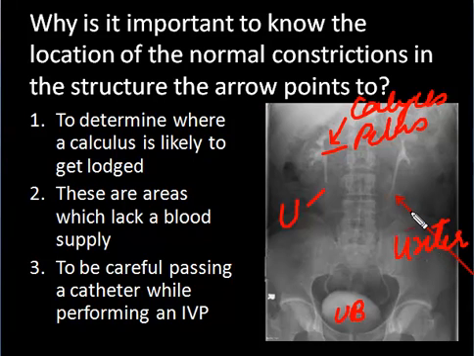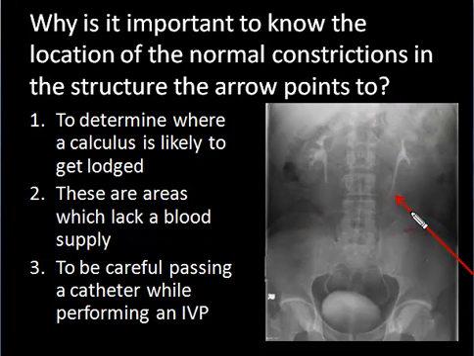So the normal constrictions in the ureter, and of course you must know the normal constrictions first, the first one is here at the pelvi-ureteric junction, where the pelvis becomes the ureter. The second is where the ureter crosses the pelvic brim around this point, and the third one is where the ureter enters into the bladder. So these are the three constrictions, and the reason why you want to know that is, let's look at the choices.